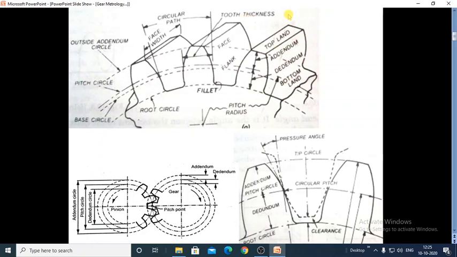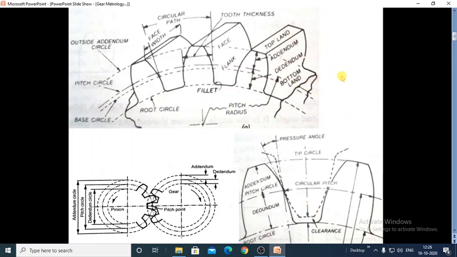Now let us see the whole depth. Whole depth is nothing but addendum plus dedendum. And working depth is addendum plus dedendum minus clearance. This is called the working depth. It is the addition of addendum and dedendum, and then subtraction of the clearance from this summation. Then it is called the working depth.